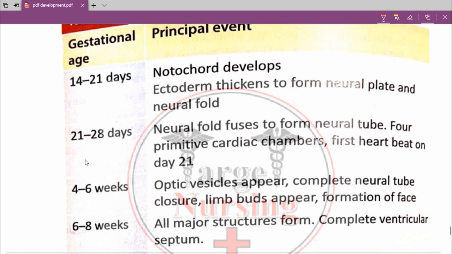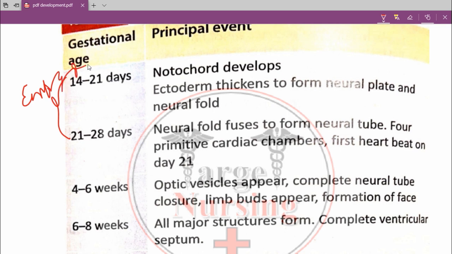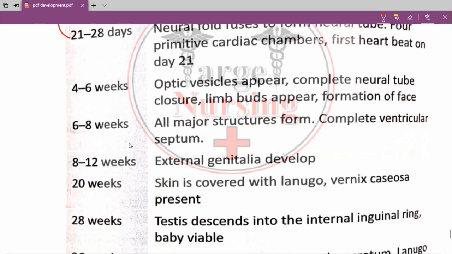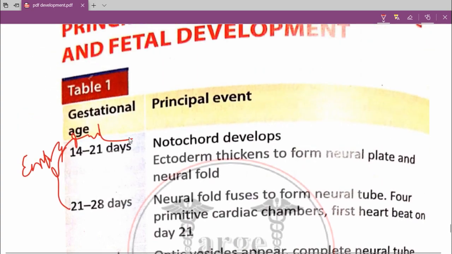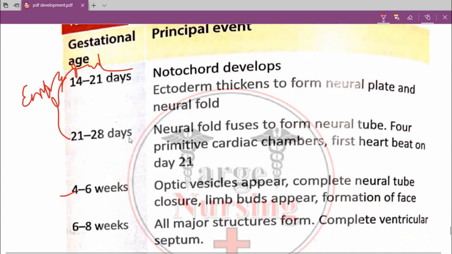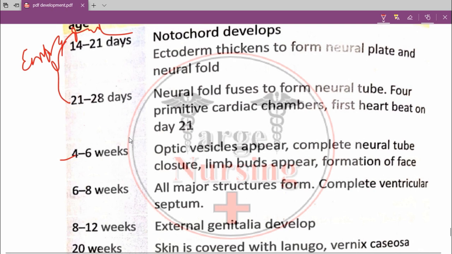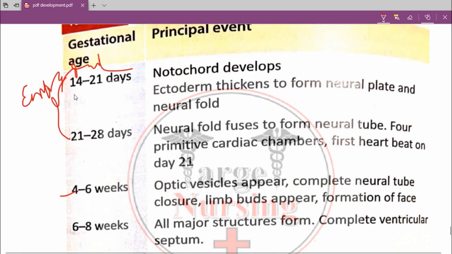So this is from 20 till 21 days, it was also including the embryonic period. Okay, and from 8 week till birth, it is the fetal period, because the fetus has developed at the end of 8th week. Okay, so as I told you, at 14 to 21 days notochord develops, ectoderm thickens to form neural plate and neural pore.